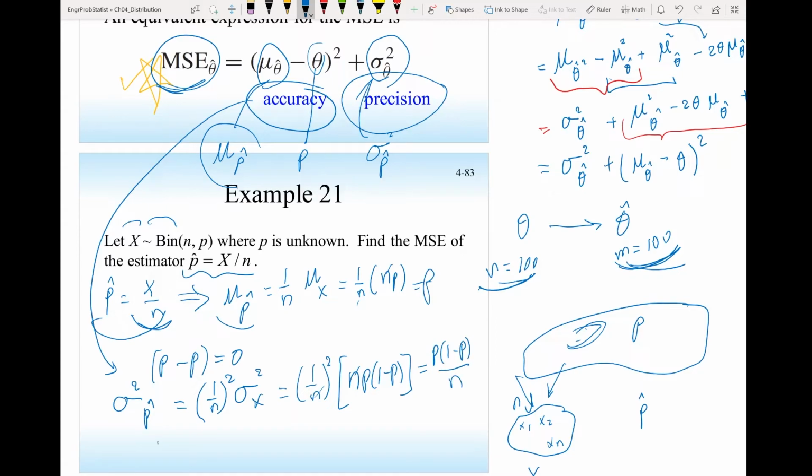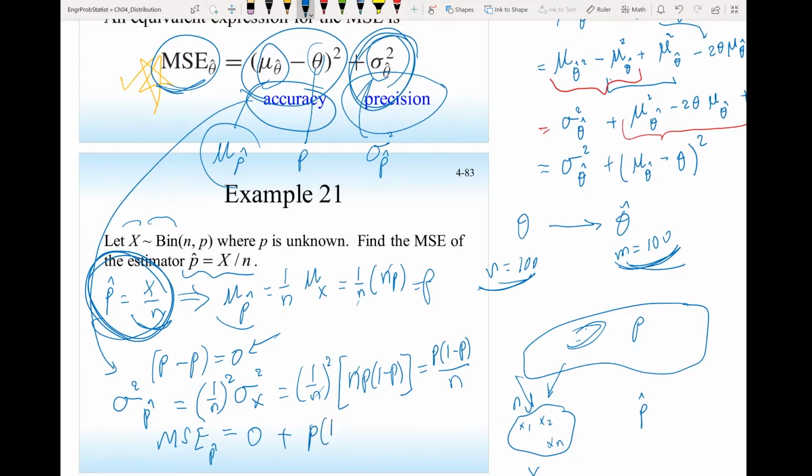So the mean square error for this point estimator algorithm equals the accuracy term here, which we found to be 0, plus the variance, which we found to be p(1 minus p) over n. That's how good this estimator is.